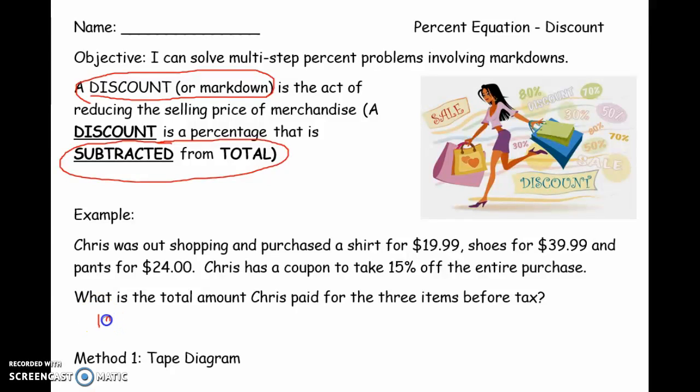So she paid $19.99. Again, excuse my handwriting, I'm on the mouse pad. And $39.99. And pants for $24. After you write this, if you would add those up, that would be great. Usually you should do it vertically. I did it horizontally just to save space.